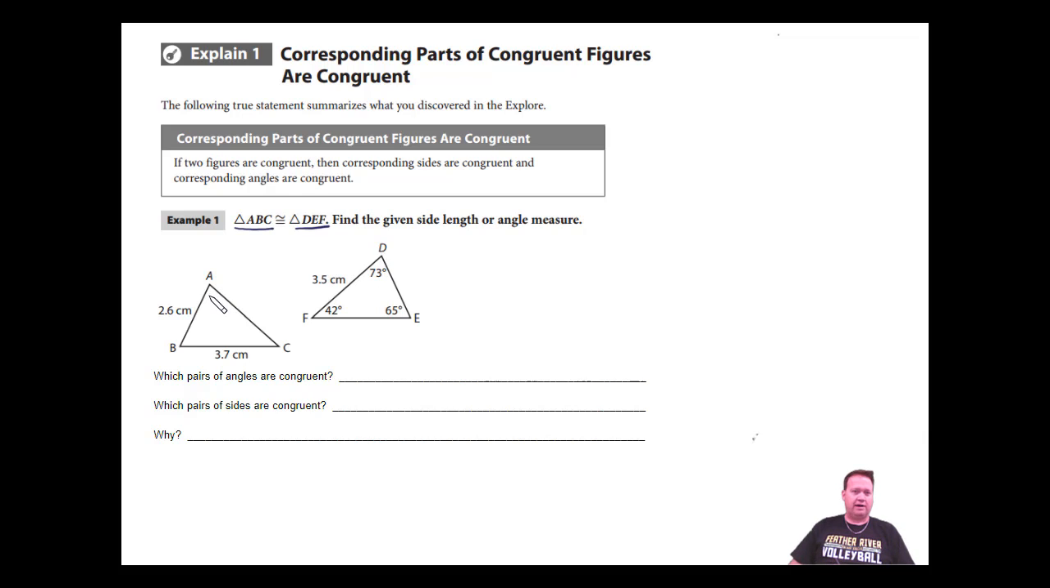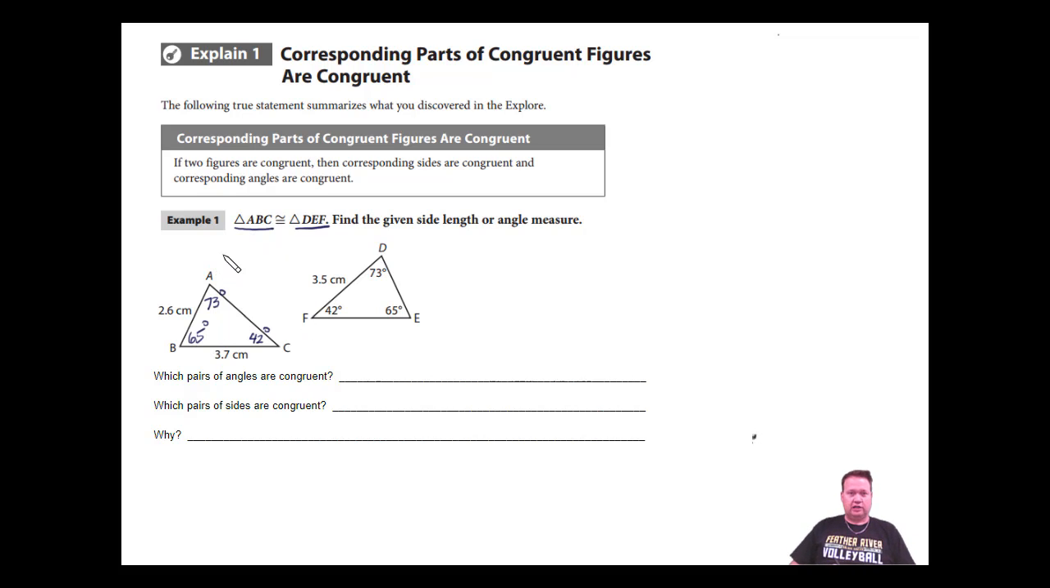And so one thing that I know right away is that angle A must also be 73 degrees because that's how many degrees angle D is. Angle F is 42 degrees, and I think that angle C lines up more with angle F, which makes this angle over here 65 degrees.